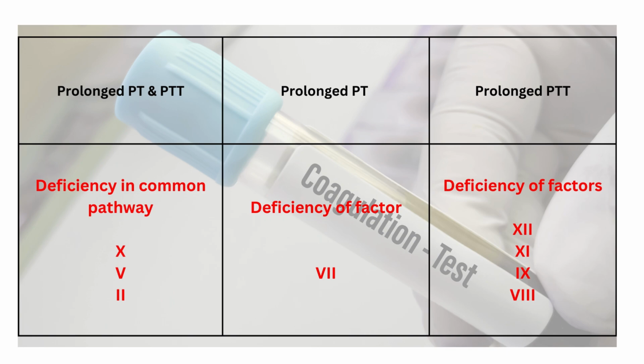In case there is a problem with the intrinsic pathway, only the PTT is prolonged whereas the PT is normal, and that indicates deficiency of a factor involved in the intrinsic pathway, say factor 12, factor 11, factor 9 and factor 8.